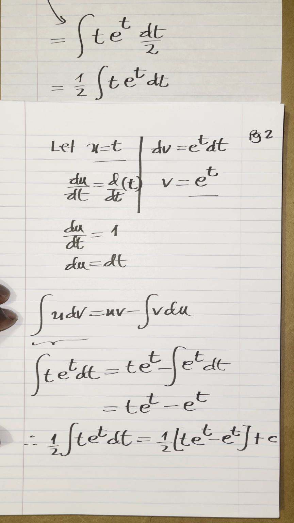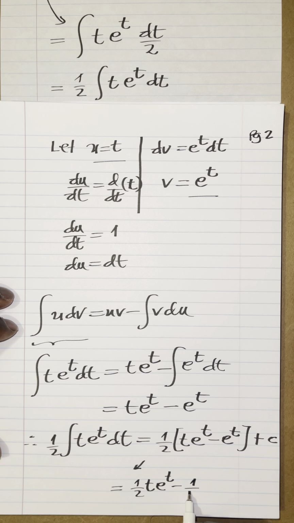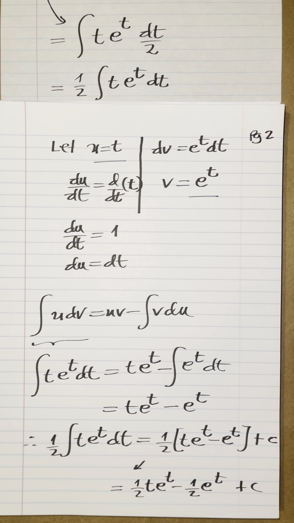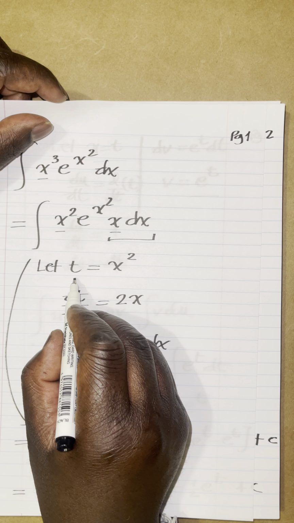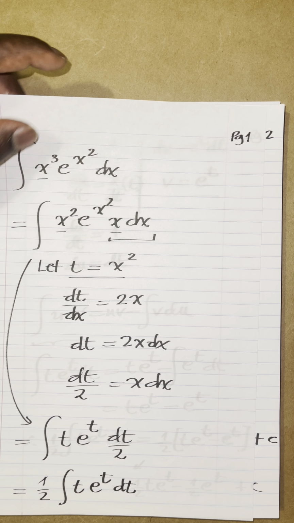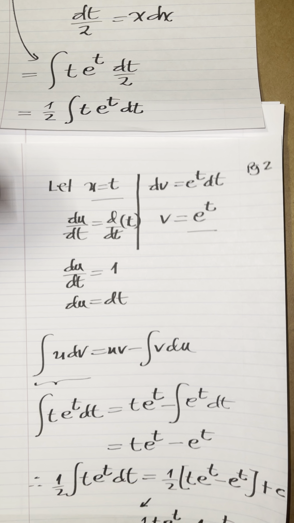So we have to distribute half. If I move backwards here, I'm going to say that is equal to half of t e to the power t minus half of e to the power t plus c. Our final step would be to revert to our original variable, which is x, and the connection between t and x is that t is equal to x squared. So where there's t, I must put x squared, and then I'm done with my integral.